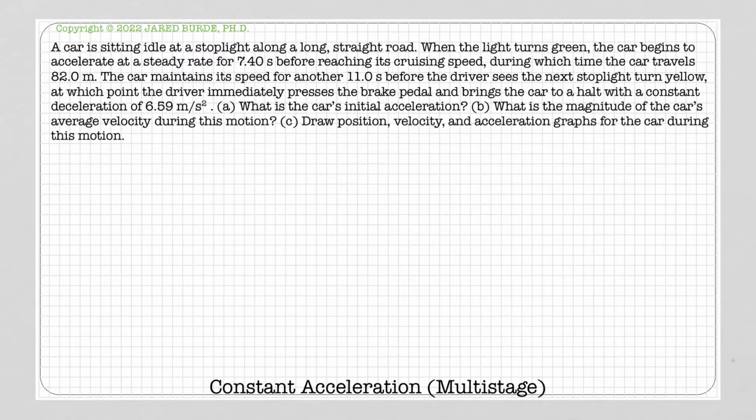Take a moment to press pause and read the entire question prompt. Here we have a problem where we have a car that is traveling on a long, straight road. This is a key word that is telling us that we're going to have one-dimensional motion. The car speeds up at a steady rate, holds its speed for another time interval, and then decelerates and slows back down. We can see here that it accelerates at a steady rate.